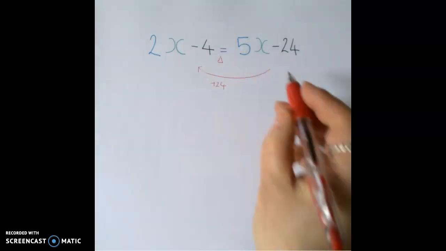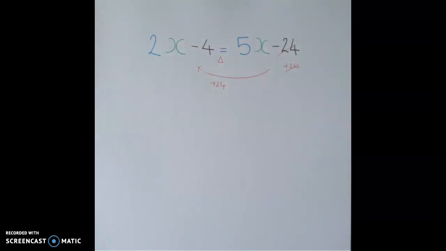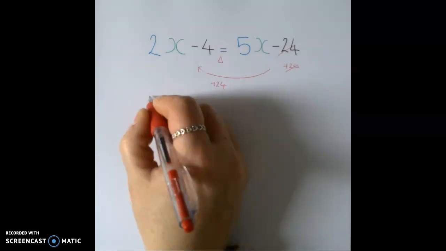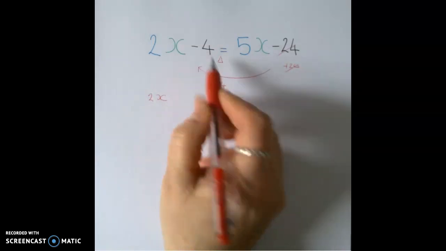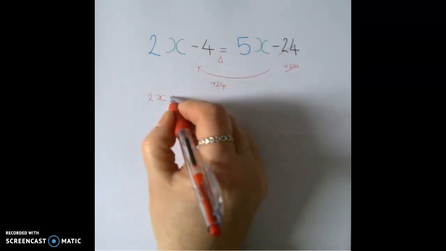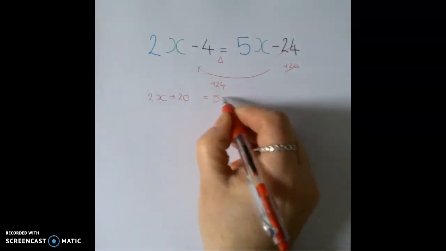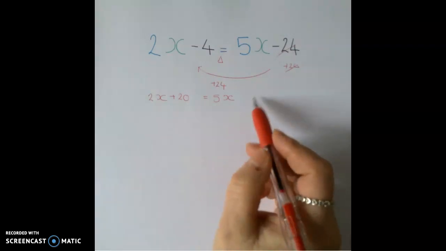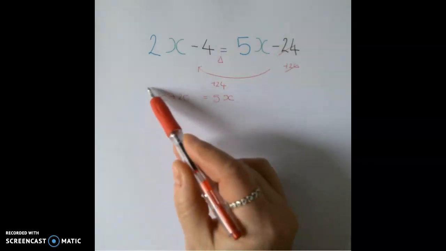So I add 24 to this side and I add 24 to this side, and this cancels out because negative 24 add 24 cancels out and becomes 0. And I add 24 to this side, and that now becomes 2x. You've got a minus 4 here, don't forget. So you're adding 24 to negative 4, so that will become positive 20 at this side. And then I have 5x left at this side. Okay, so I've moved my numbers from here and I'm beginning to get the x's on their own, but I've still got this 2x here.